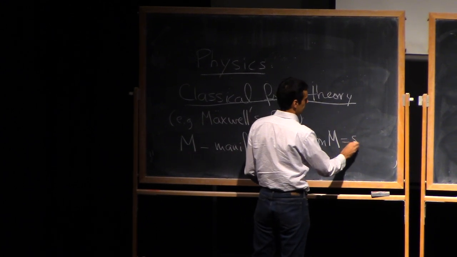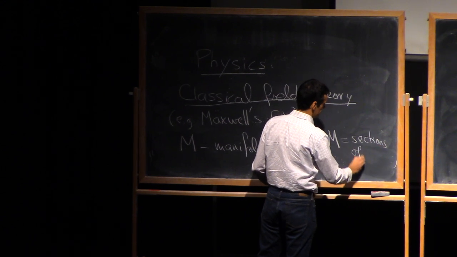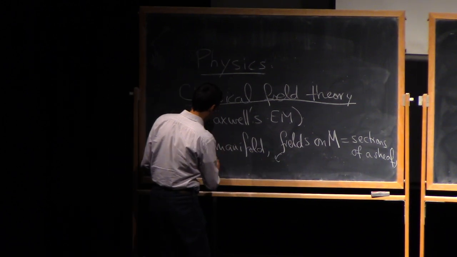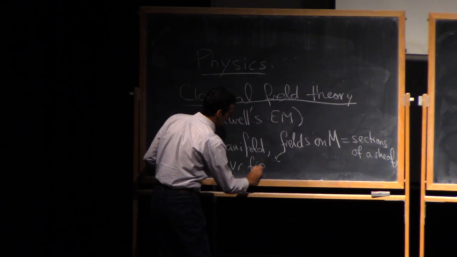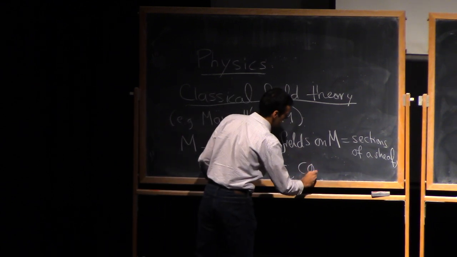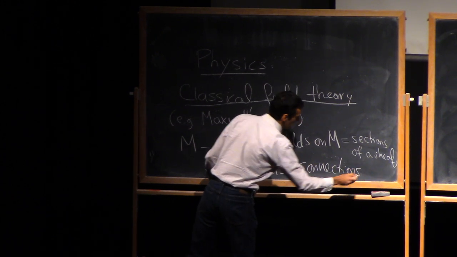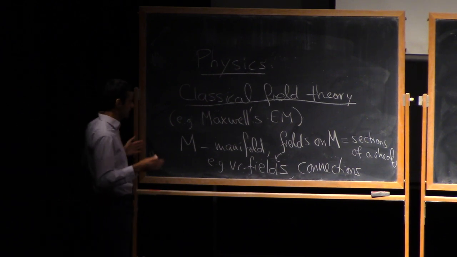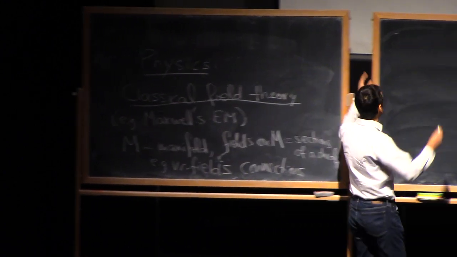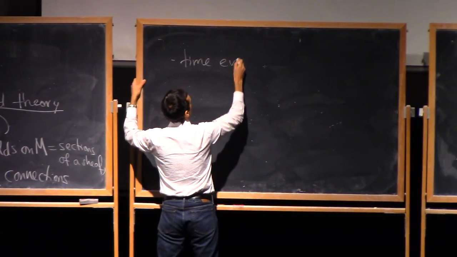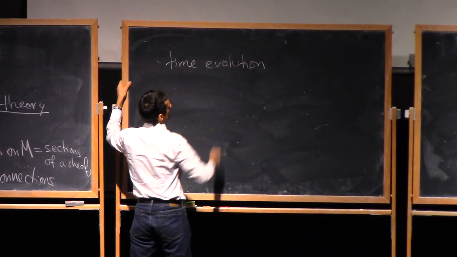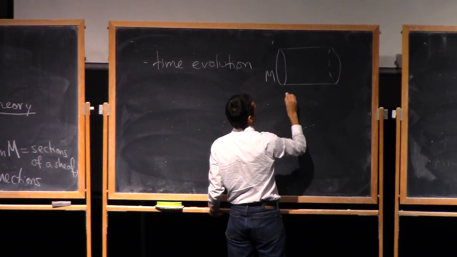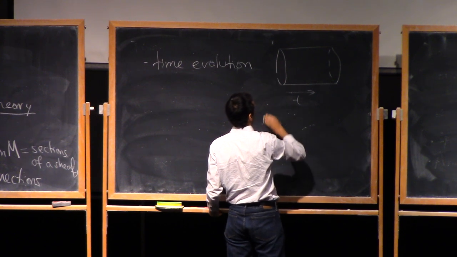And mathematically, these are just sections of a sheaf. But what can they be? So typically, they're vector fields or connections, or maybe maps from M to a fixed manifold. But there's some assignment that assigns something at every point on the manifold. And then, depending on your physical system, you study the time evolution of the fields. So roughly, you're working on a space-time, which is basically M times [0, 1].